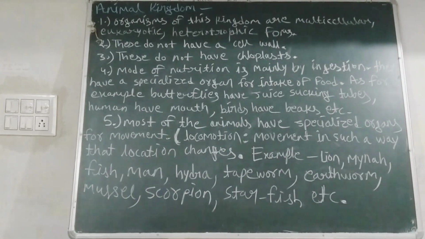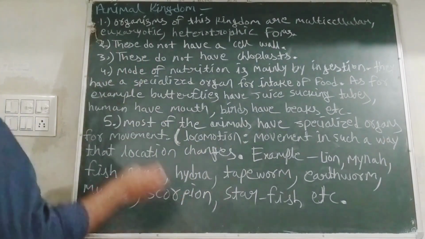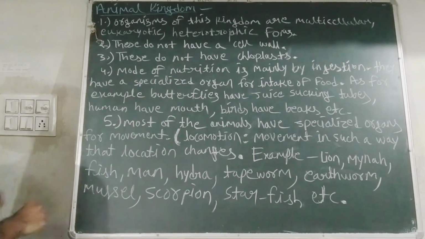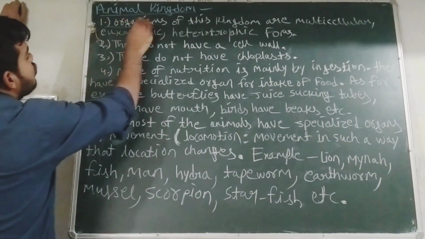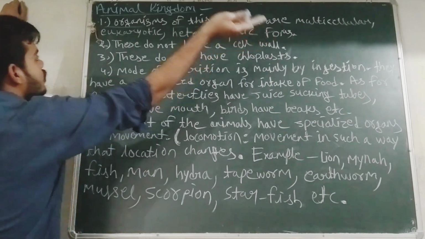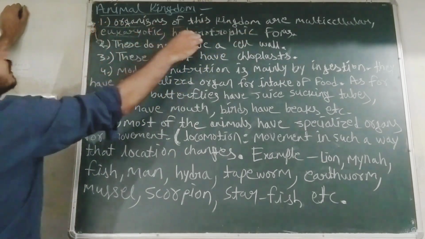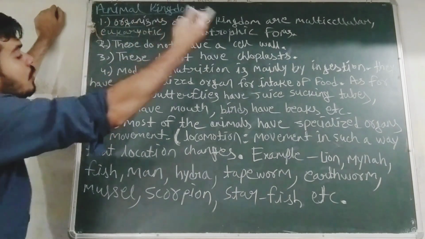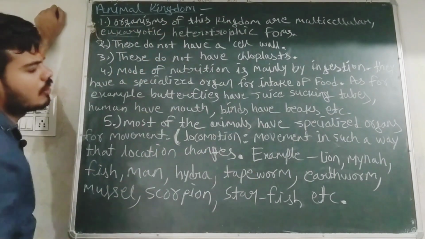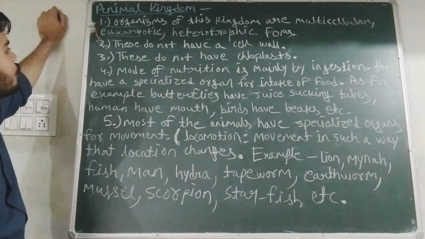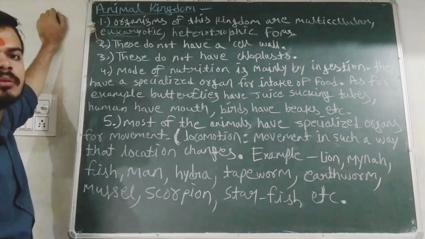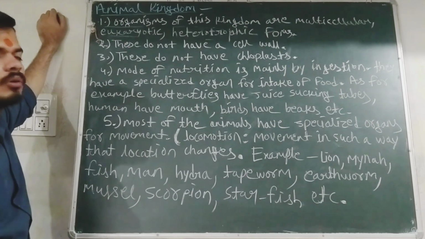So the last kingdom of classification of R.H. Whittaker is the animal kingdom. So we will study about the animal kingdom. First, the organisms of this kingdom are multicellular, eukaryotic, heterotrophic forms. Already we studied about what is multicellular, eukaryotic and heterotrophic yesterday. If you didn't see that video, you should go and see.